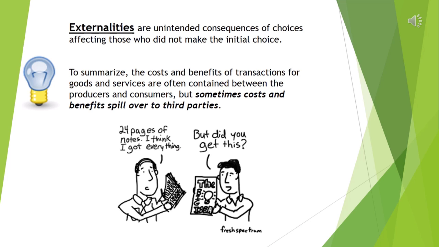Externalities are unintended consequences of choices affecting those who did not make the initial choice. To summarize, the costs and benefits of transactions for goods and services are often contained between the producer and consumer, but sometimes costs and benefits spill over to third parties.